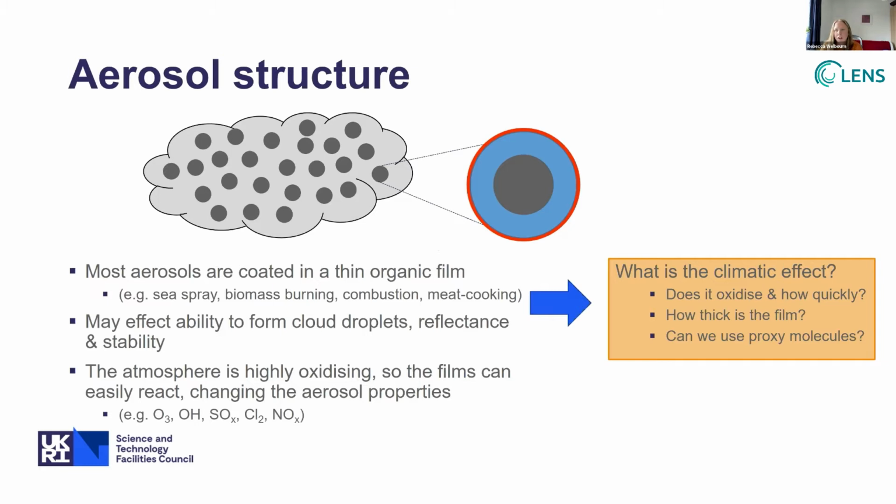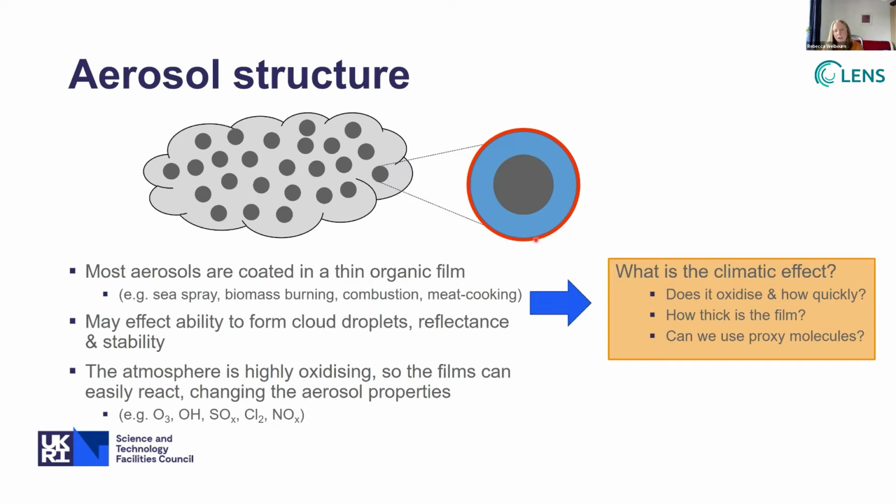So what form does our aerosol take? Well, we have the solid core, and then we have this water film on the outside. In addition, we have another thin organic film layer on the outside of this aerosol, and this can come from a range of sources. It can be from natural sources such as sea spray, or from anthropogenic sources such as combustion. And this thin film can change the ability of the aerosol to act as a cloud condensation nucleus, its reflectance and its stability.